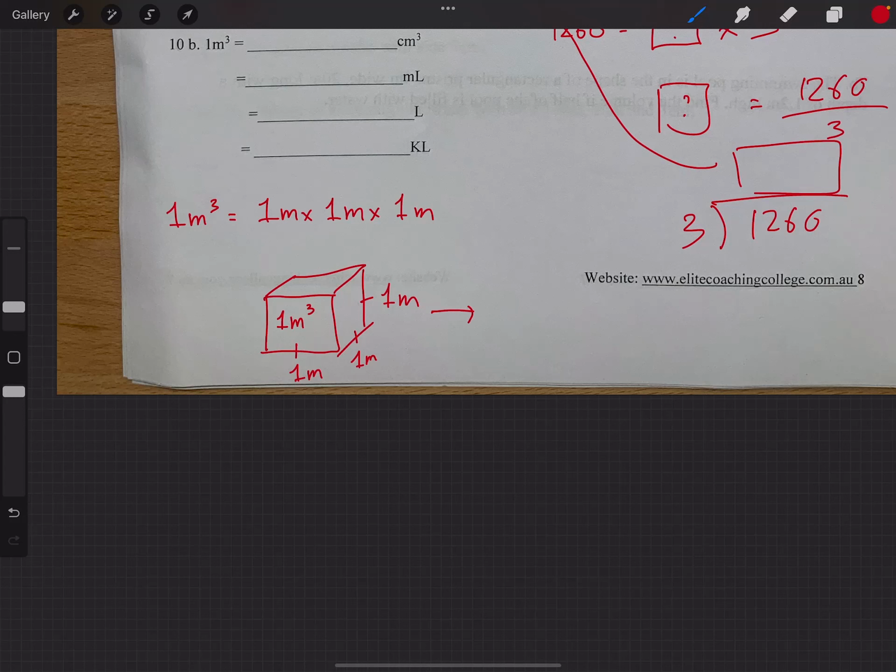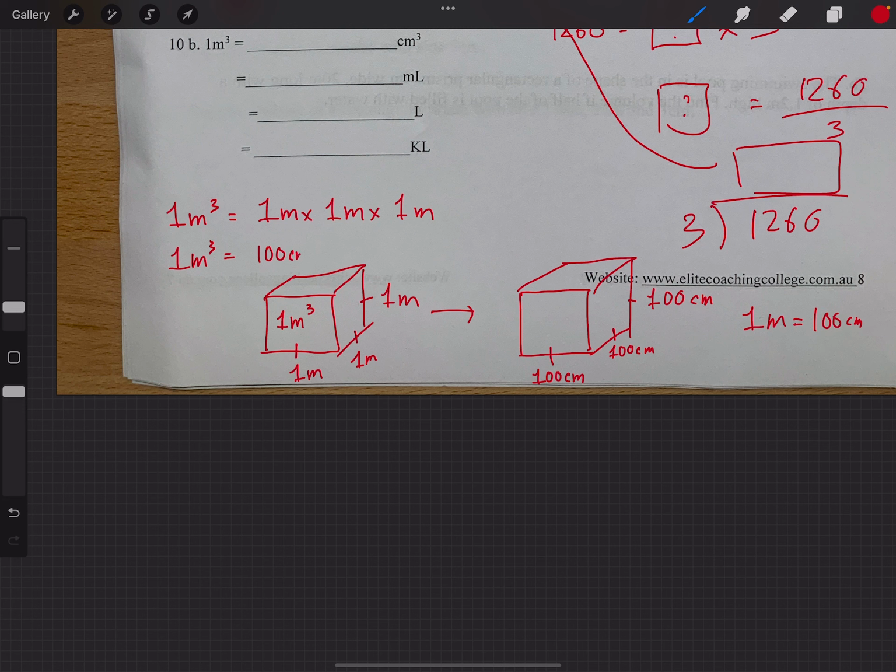Now what does that translate to in centimeters? Imagine you have the same cube, still 1 meter, but now instead of meters we use centimeters. So this will be 100 centimeters, because we know that 1 meter is equal to 100 centimeters. So we're going to write everything in terms of centimeters, and then multiply to give us the same volume. So 1 meter cube is equal to 100 centimeters times 100 centimeters times 100 centimeters. So the answer is going to be a 1 with how many zeros? 6 zeros.